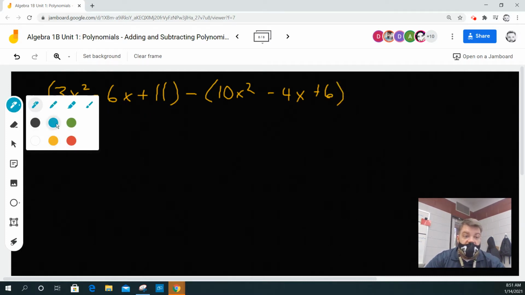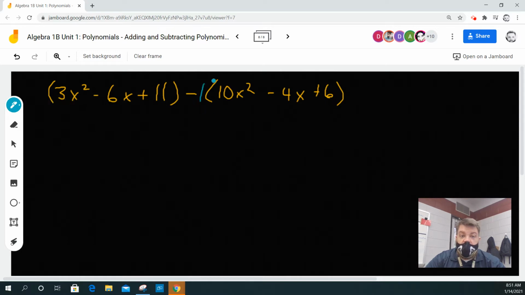So again, just like the last problem, think of this as negative 1. I'm going to multiply this by negative 1, so this becomes negative 10x squared. Negative 1 times negative 4x is a positive 4x. And then negative 1 times a positive 6 is a negative 6. Everything over here is the same, and we can remove the parentheses because we no longer need them.